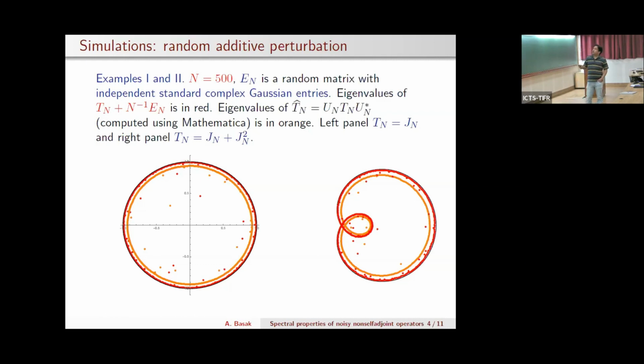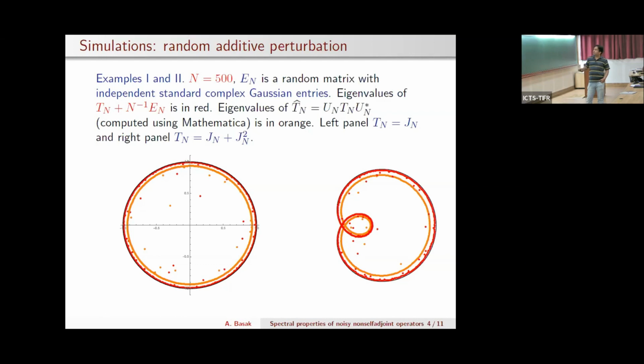Okay, so here in this left panel, we take this Jn and add a noise. The noise is a Gaussian. Then you scale the Gaussian by 1 over n so that it is really a noise, meaning that the spectral norm of this matrix that you add goes to 0 as the dimension goes to infinity.